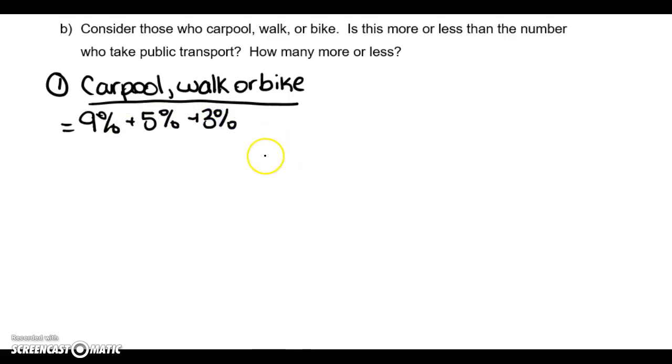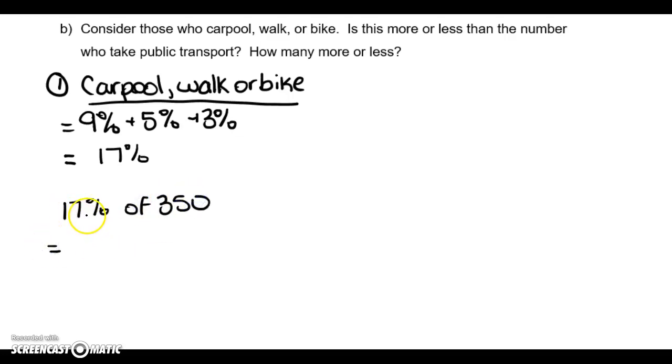So what we're going to do here is find that total percentage and then use that to find the number of people. If you add that all up together, what we should find is that we get a total of 17% either walk to work, carpool, or ride their bikes. So from there, we're going to find 17% of that total population, which was 350 people.